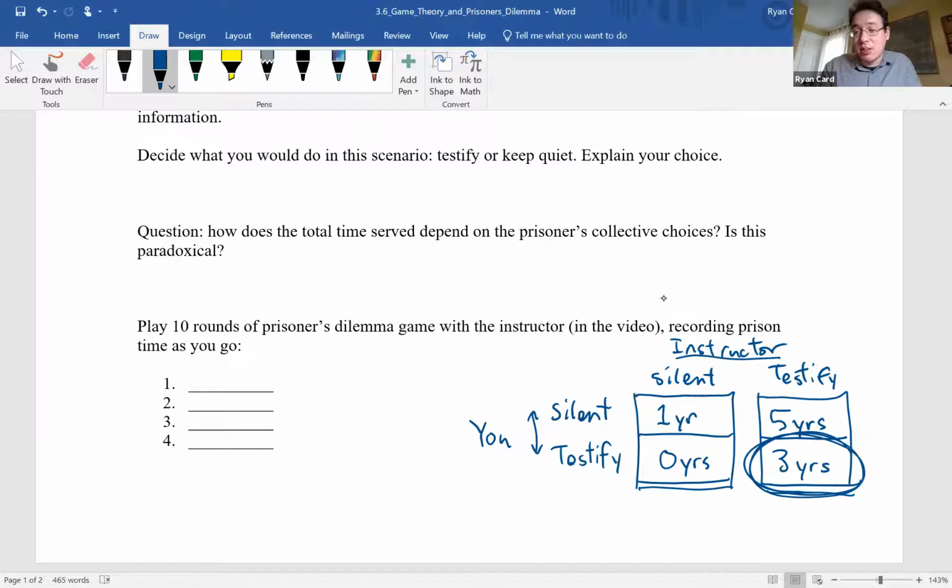In total, that is the worst possible scenario, where the total jail time is 6 years if you add our jail time together. In every other situation, it's either 2 years or 5 years total jail time. So it's weird how we have this situation where we're both encouraged to testify, but overall, that is the worst decision that we'll end up with.